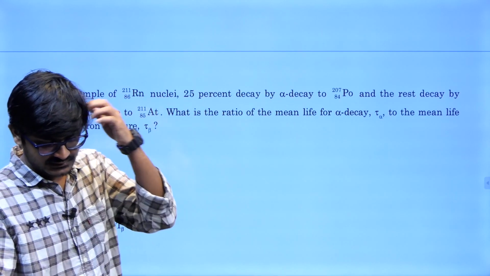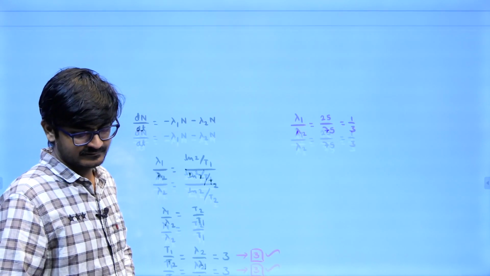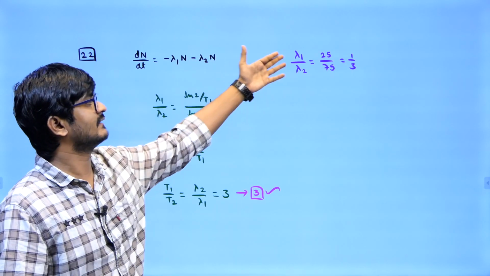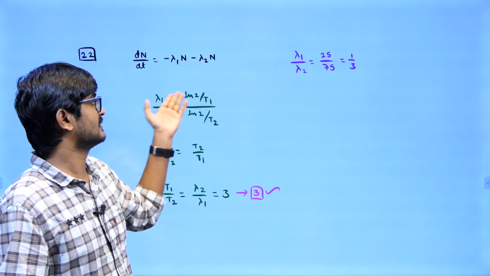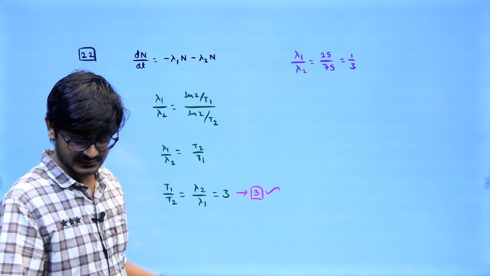Similarly, the next question: 25% is alpha decay and the remaining is beta decay. So you can do it like dN by dt equals minus lambda 1, this is alpha, minus lambda 2, into N, and they have given the ratio. Now lambda 1 by lambda 2 is log 2 by t1 over log 2 by t2, right? So you can do it.